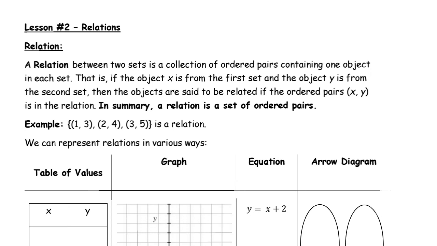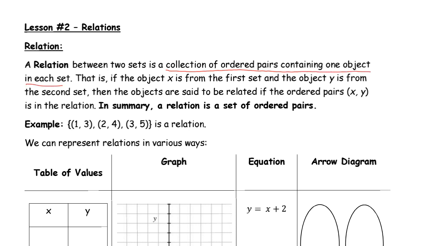Okay, hi everybody. So in this lesson, we're going to take a look at relations. We're going to introduce this idea of a relation. And what a relation is, like it says right here, a relation between two sets is a collection of ordered pairs containing one object from each set.